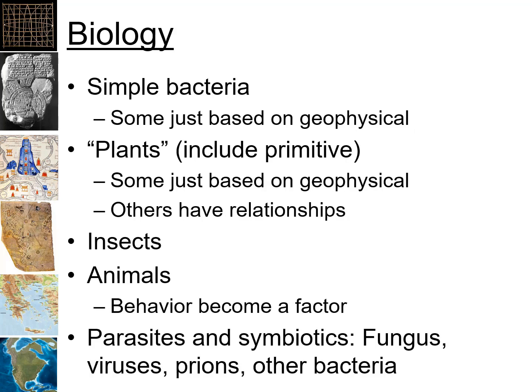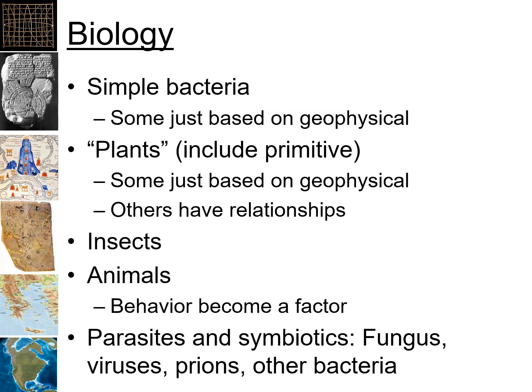From there, we can build up and say, as you move up the level of complexity for species, we start with bacteria. The models for bacteria are based just on the geophysical environment. Then we have plants, including primitive plants, bryophytes, things like that. Some of these can be based just on the geophysical environment. Lichens don't require a lot of other species. But others have relationships, often very complex relationships. Then we move to insects, some of which are fairly simple, some have very complex interactions.